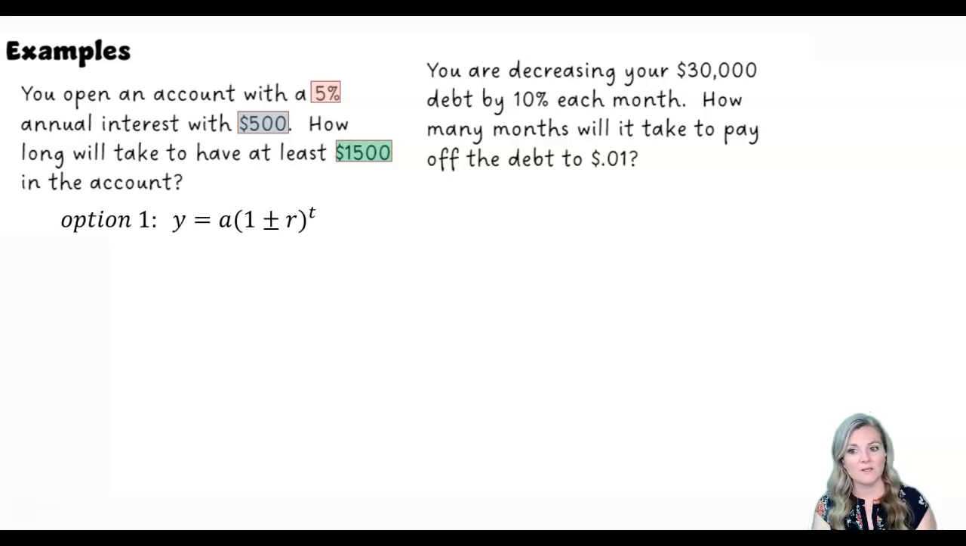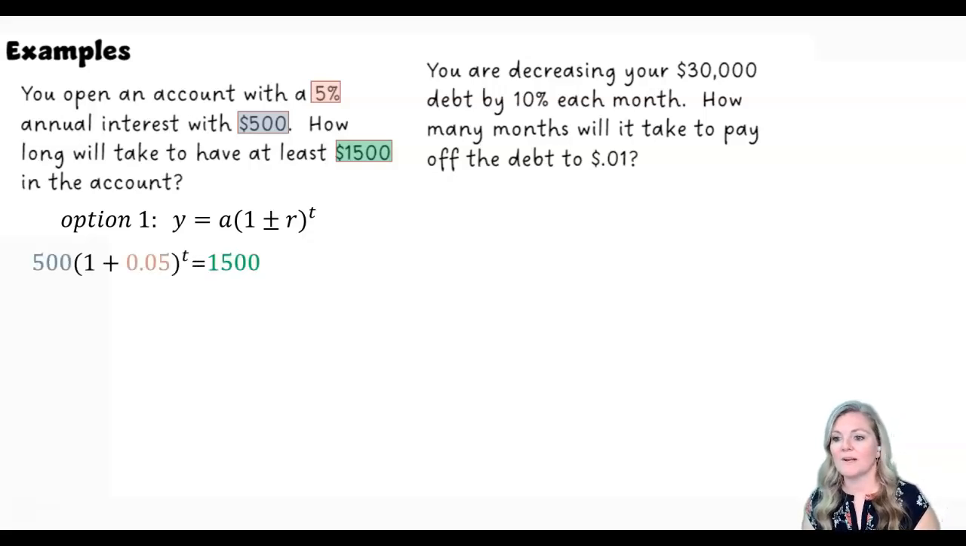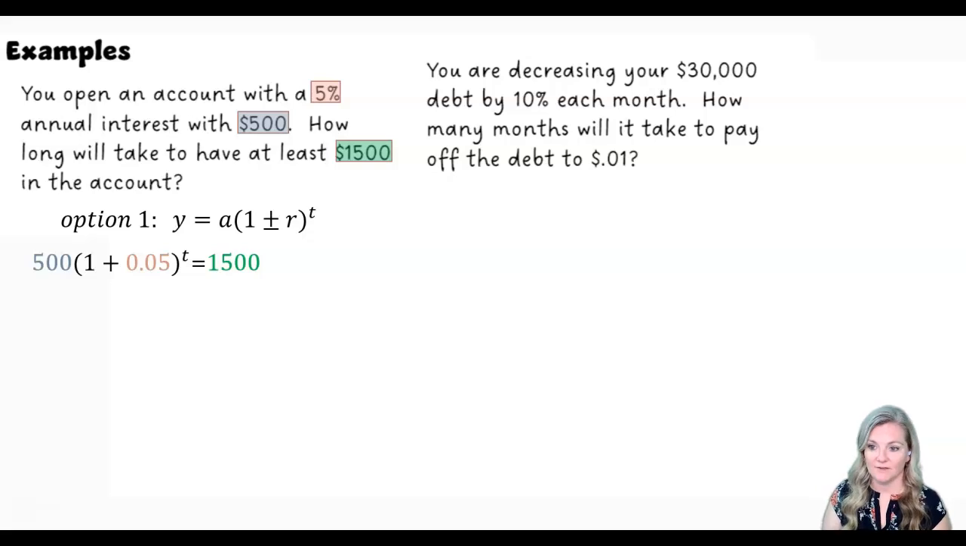So this is option 1. My time frames match. I'm assuming I'm talking years because I'm not specifying years or months. It says annual interest, so that's years. And it doesn't say how many months, so I'm going to assume we're going with option 1. So filling in with what I know, my starting amount is 500. 1 plus, because I'm adding interest, 0.05, that's 5%. I'm raising it to the t because that's what I'm trying to find. And I want to know, when does that equal 1,500?